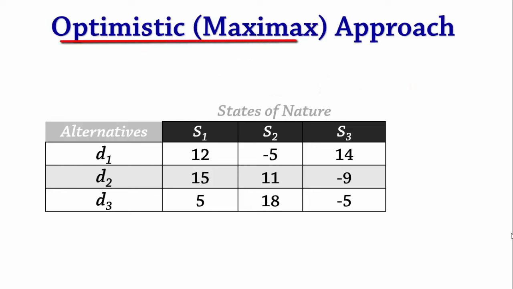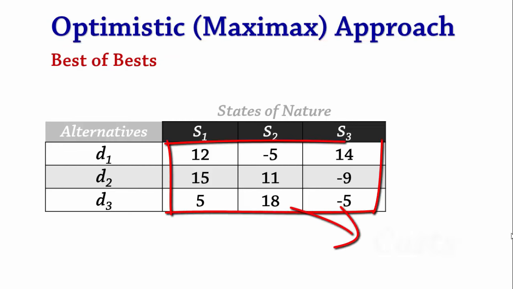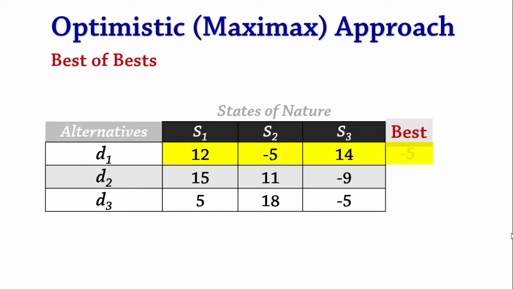The optimistic or Maximax approach. Using this approach, we choose the alternative with the best of the best payoffs. Note that the payoffs are costs. Therefore, the smaller the better. For D1, the best payoff is -5. For D2, the best is -9. And for D3, the best is -5. The overall best is -9. Therefore, the optimistic decision is to choose D2.